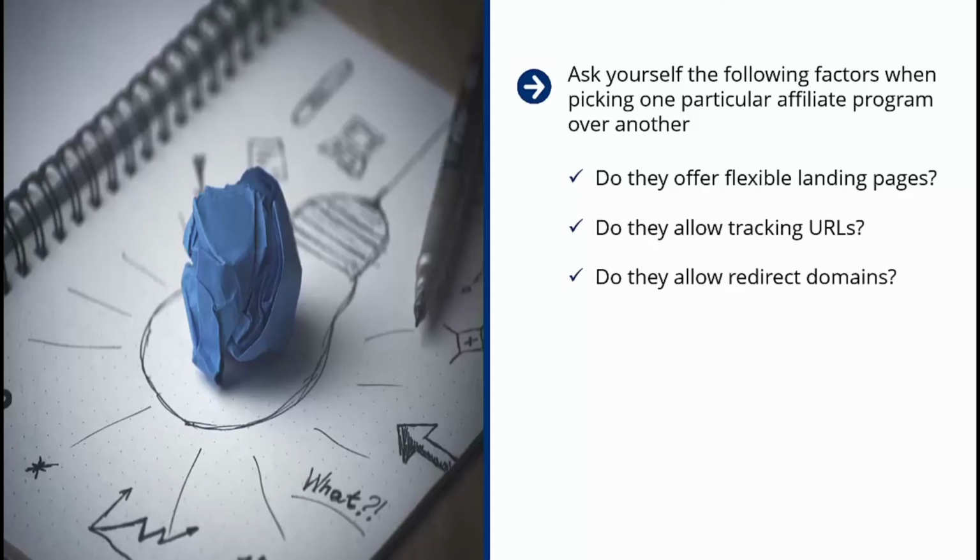Do they allow redirect domains? You don't want affiliate programs to find out where you're getting your traffic. They can easily just go to where you're getting your traffic and steal your traffic right out from under you. Also, you don't want your end users to see a long link when they put their cursor over a link. This is a turnoff. Make sure you're allowed to use redirect links to clean up and hide long affiliate URLs.